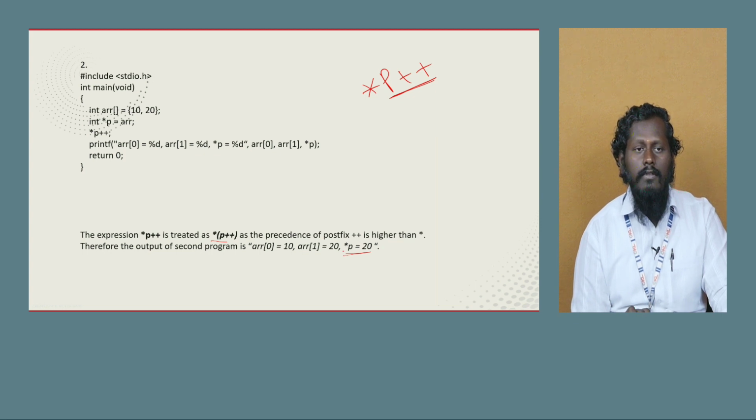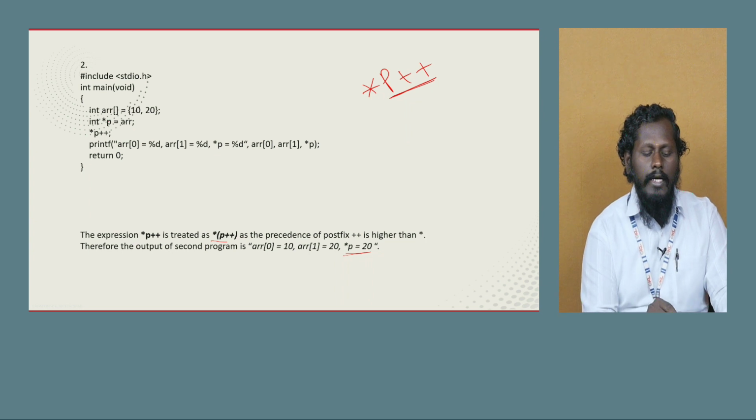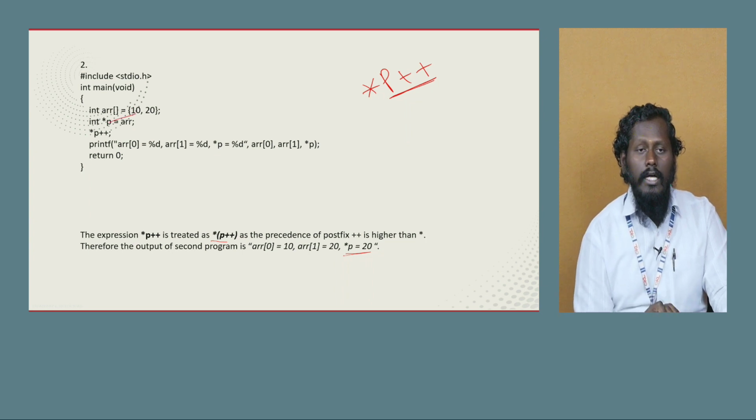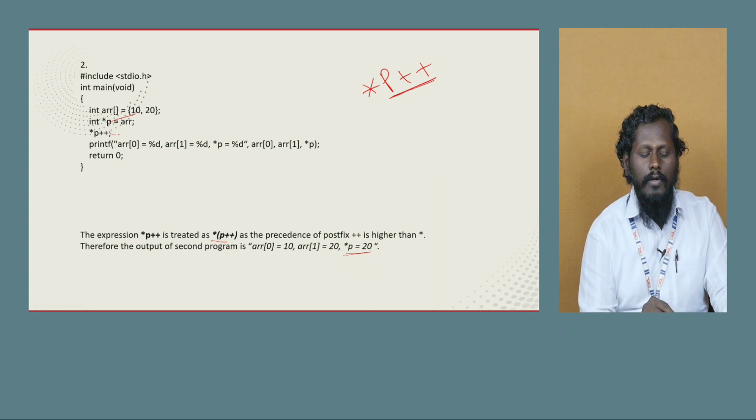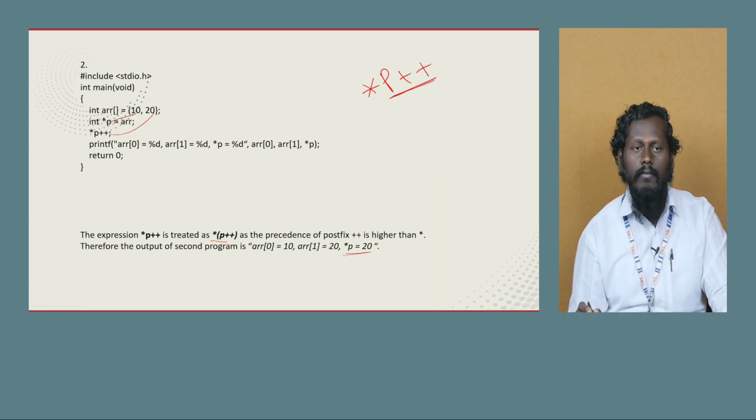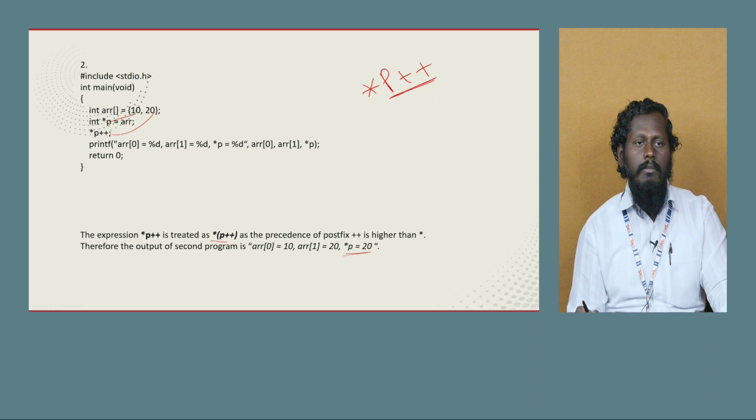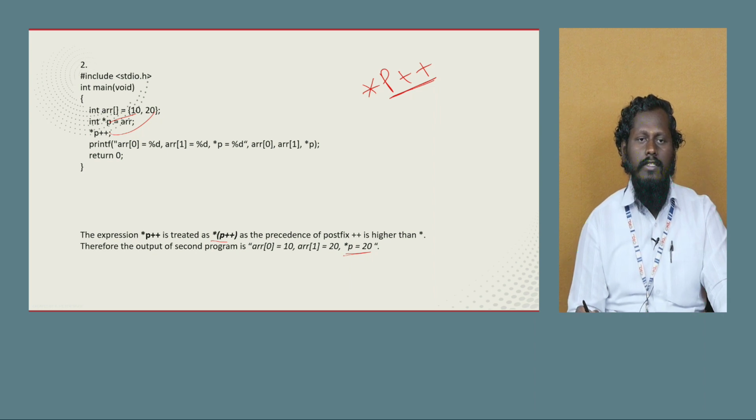Correct? That means first we increase the address. That means p is pointing to the first element address, and we are increasing the address value, so p automatically goes to the next address, 20. Now this address of 20 is dereferenced by the pointer, so star p is considered as 20.